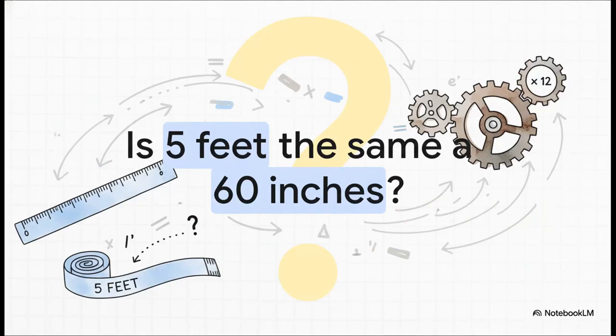First things first, a quick question for you. Is 5 feet the same thing as 60 inches? Now, you probably know off the top of your head that, yeah, it is. But the real question, the one that matters, is how? How can two totally different numbers, 5 and 60, mean the exact same thing? The answer to that is the key to everything we're about to do.